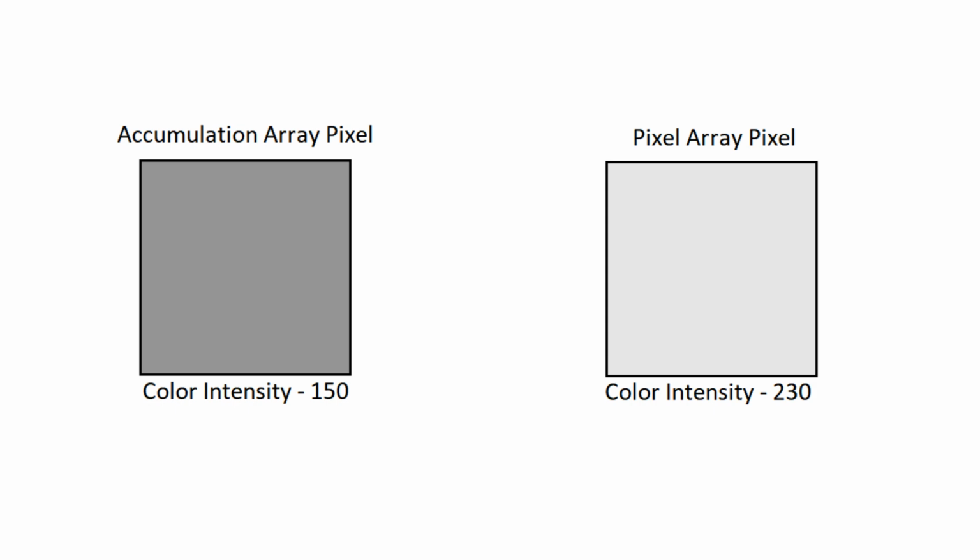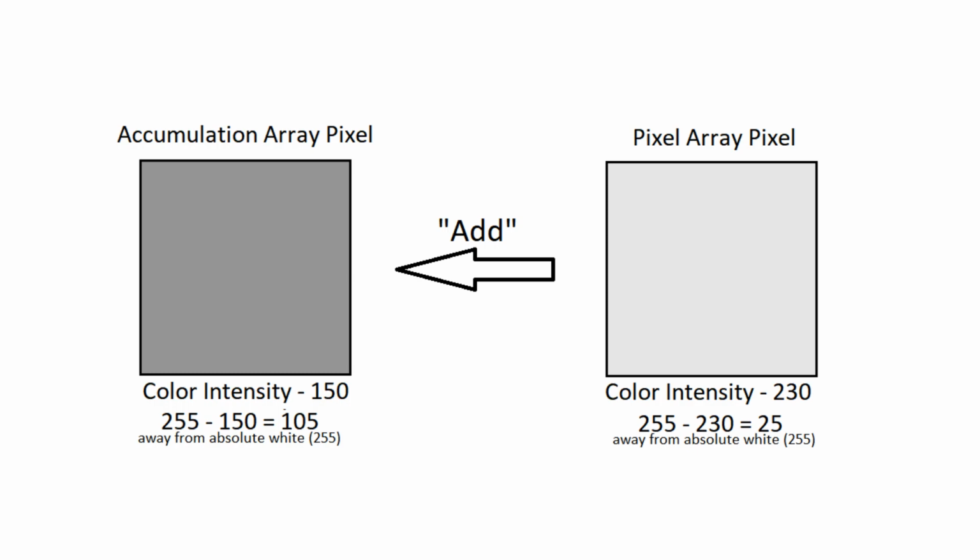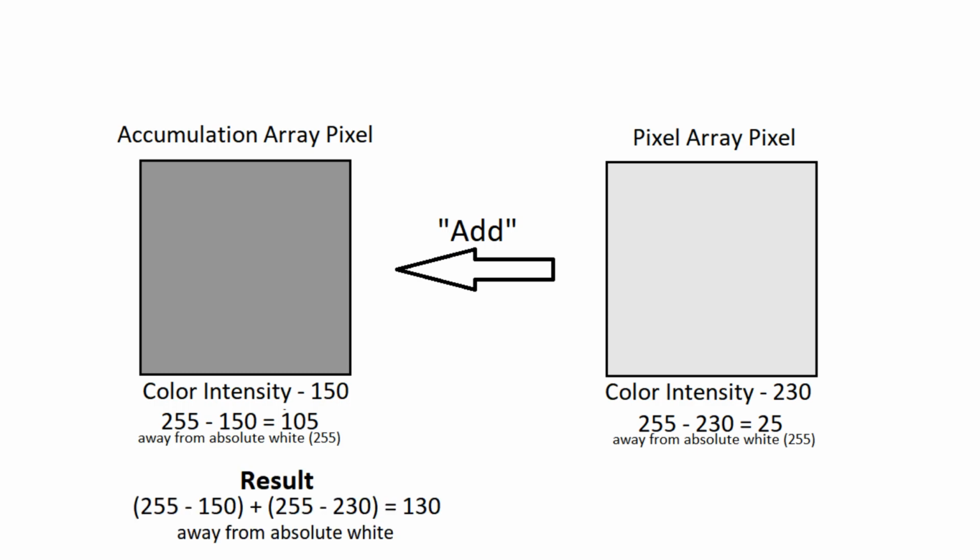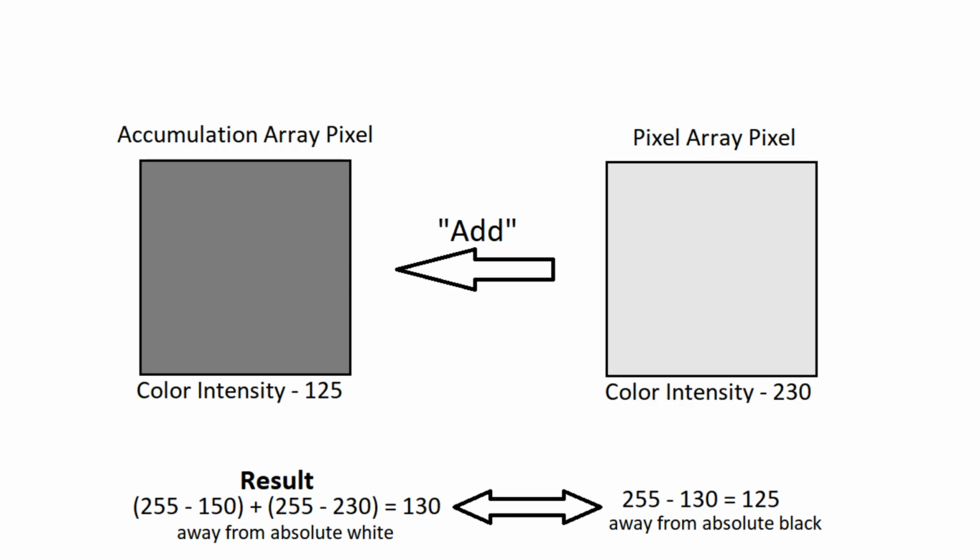To work out the math behind this, let us take one pixel each from both arrays as an example. The pixel on the accumulation array has a value of 150 and the one from the pixel array has a value of 230. So the pixel from the accumulation array is 105 points away from being absolute white, and similarly the one from the pixel array is just 25 points away from absolute white. Therefore, when I add the value from pixel array to the accumulation array, the resulting pixel is gonna be 130 points away from being absolute white, which is 125 points on the color intensity scale.